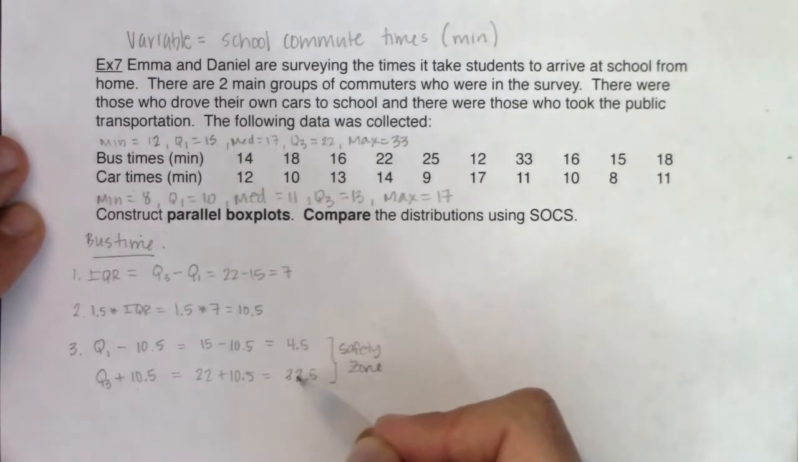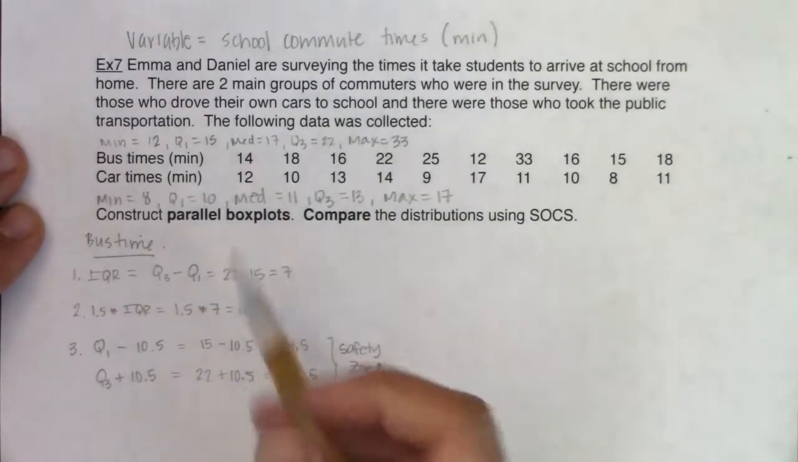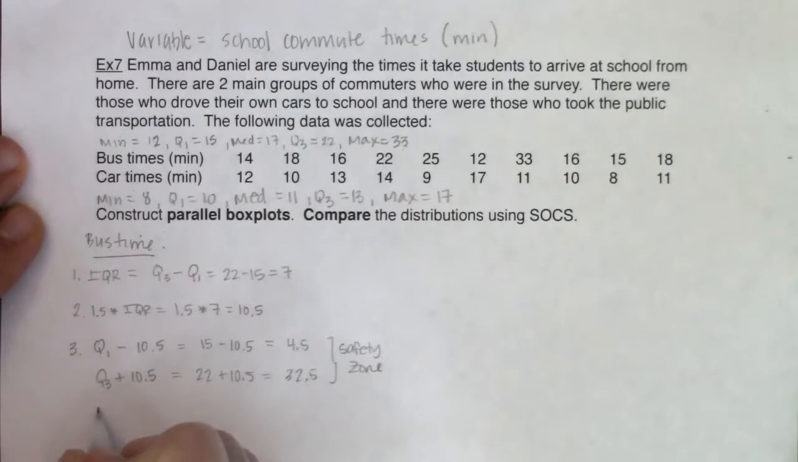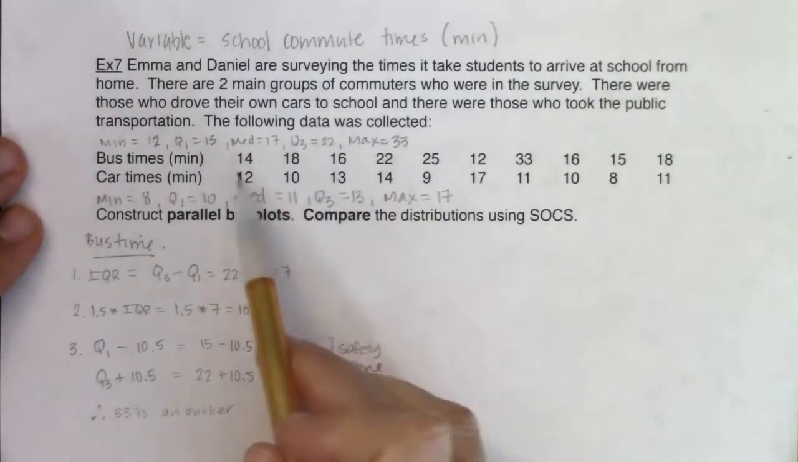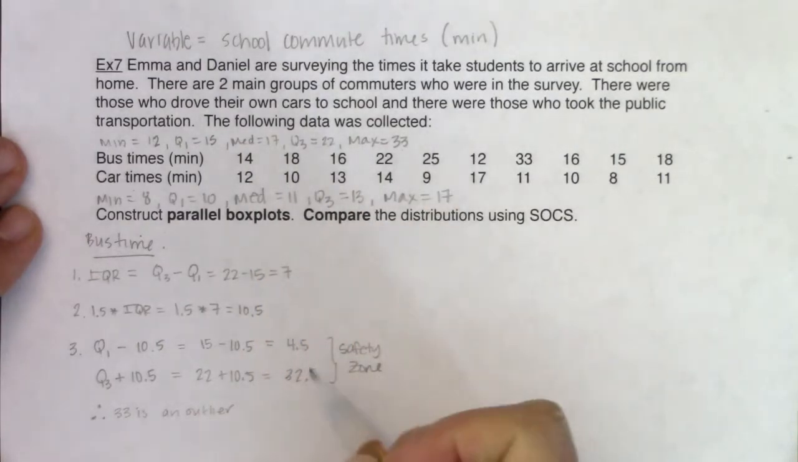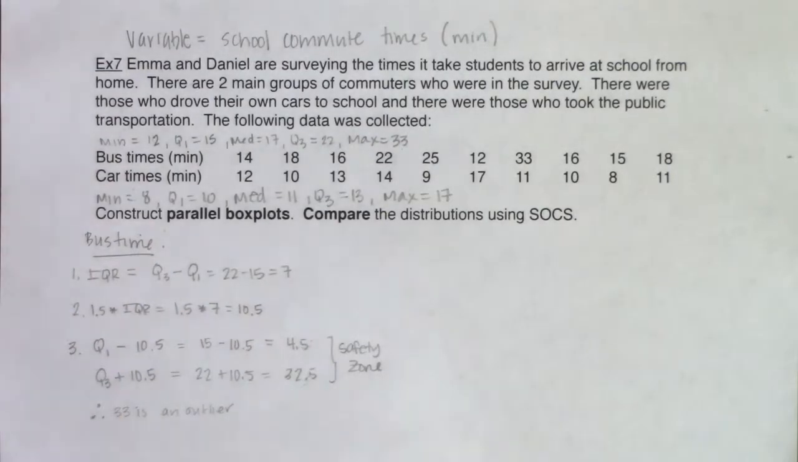So 12 minutes is inside the safety zone, meaning I have no outliers on the low end of my data. If I look at the max, it was 33. 33 is an outlier, so I'm going to make sure I take note of that. All right, and then let's find the next highest commute time for the buses. I see 25. 25 is safe. So I don't have any other outliers in that data set, but one did pop up. I've got one for observation 33.